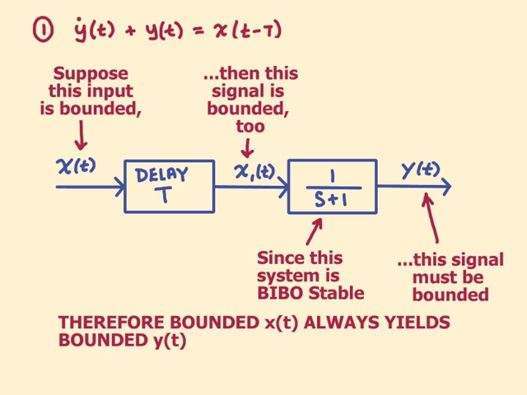The delay system is also bounded input, bounded output stable because any input is just delayed. So if there's a bound on the input, there's got to be a bound on the output of that delay block. So since a bounded x produces a bounded x1 and a bounded x1 produces a bounded y, we know that any bounded input x of t will produce a bounded output y of t, and therefore the system is BIBO stable.